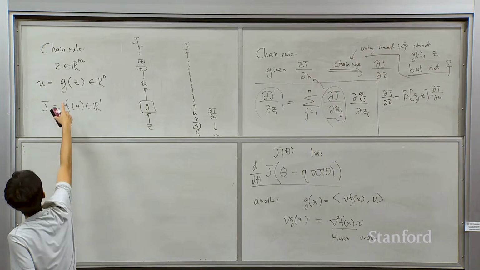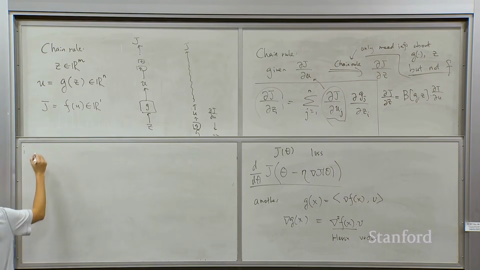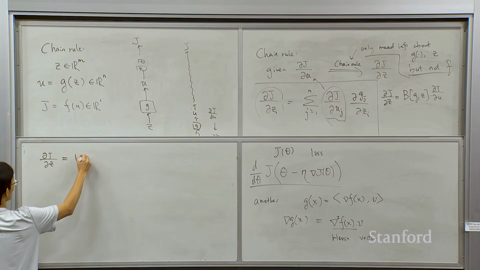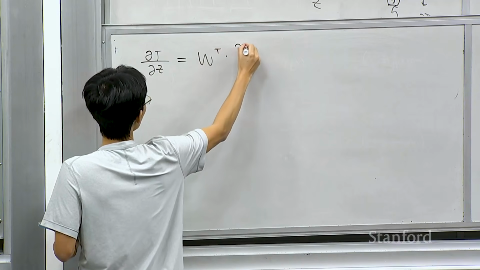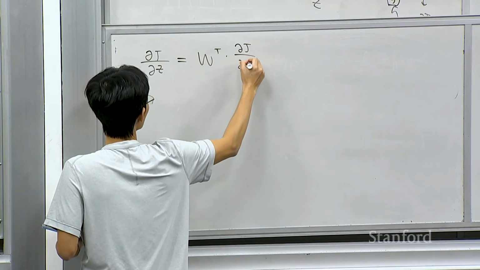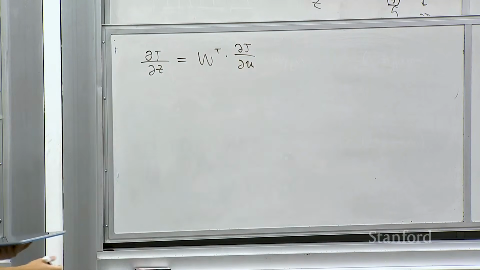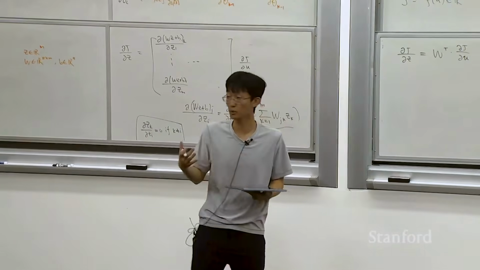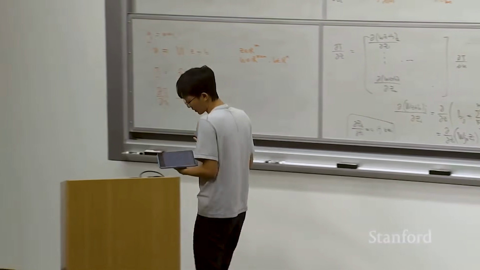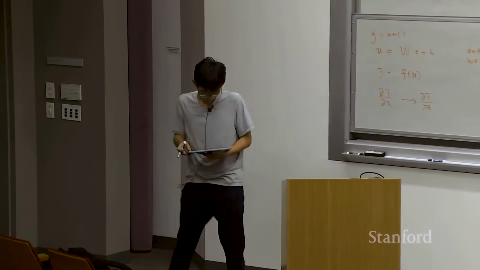So if g is matrix multiplication, then what happens is that dJ over dz is just equal to W transpose times dJ over du. So the backward function is only a transpose. You just transpose your forward matrix and you multiply that, and that's it.